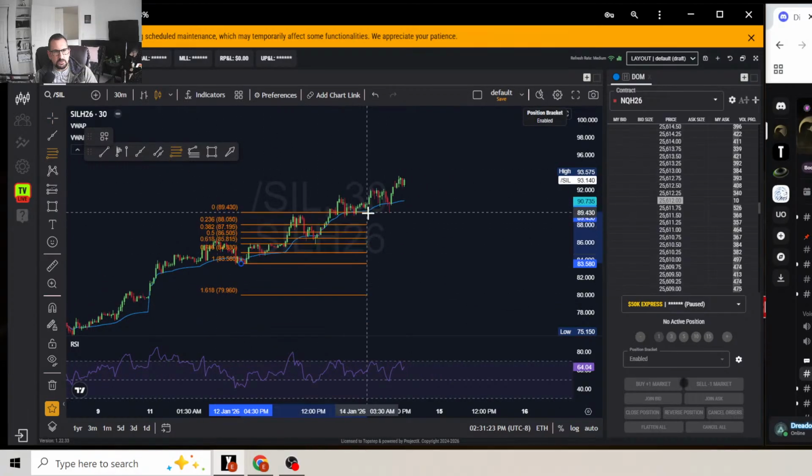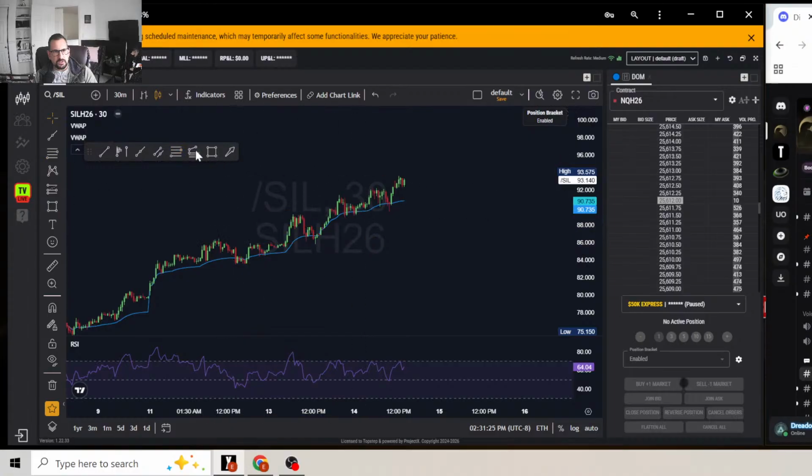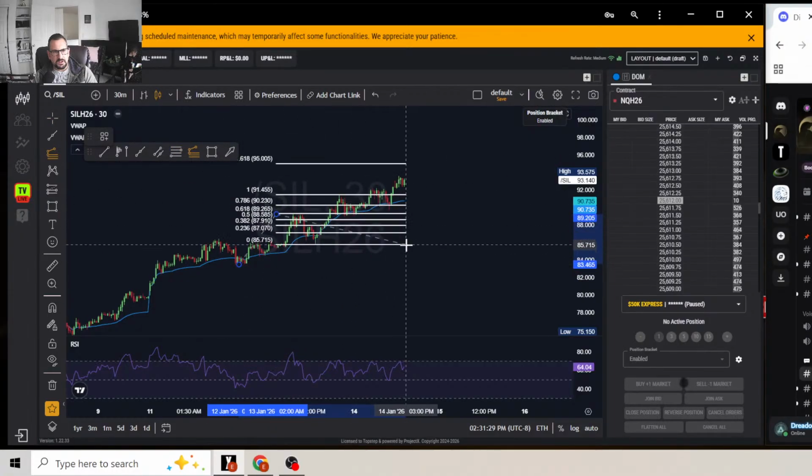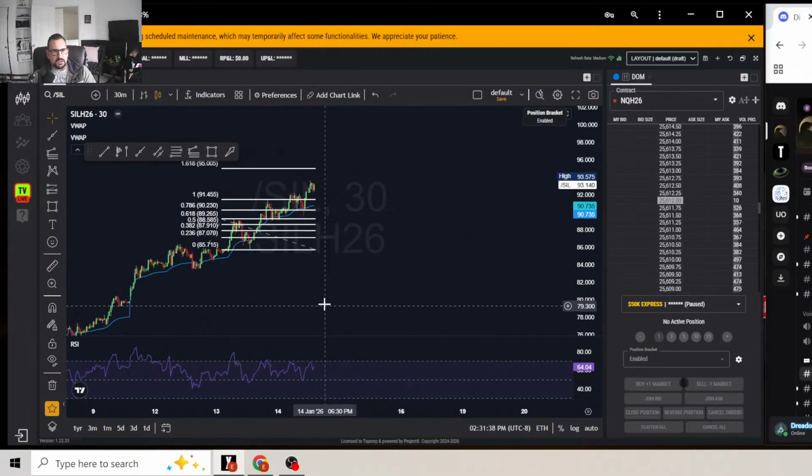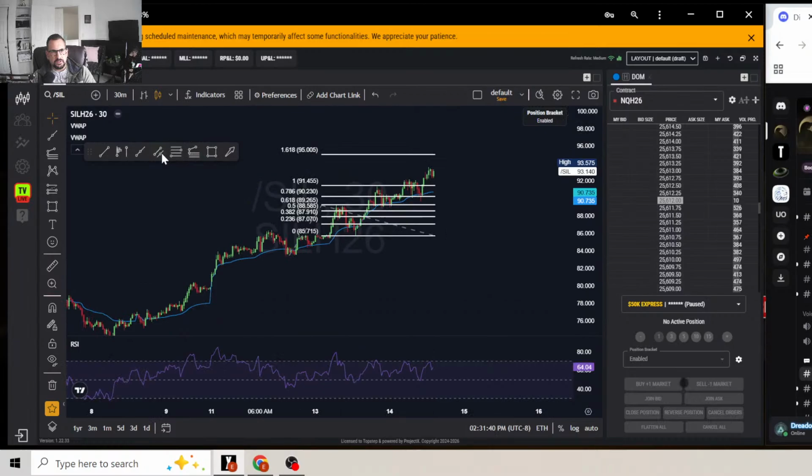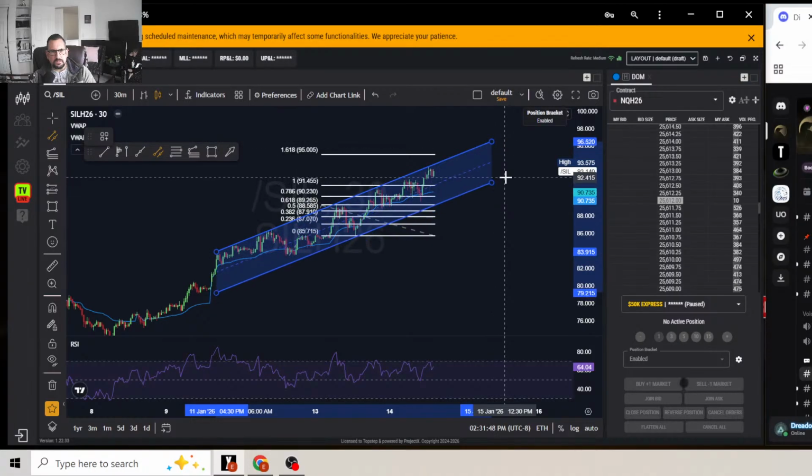Let's check out this one. So this one held. So let's do this extension from here to here to here. 95. So a lot of things are lining up with 95 right now. So 95 tends to be the number that we're seeing. And then let's look at our channel that we drew previously. Upside channel. Downside channel.